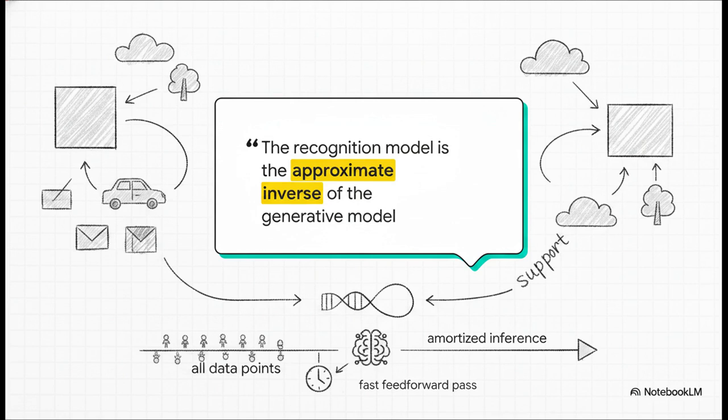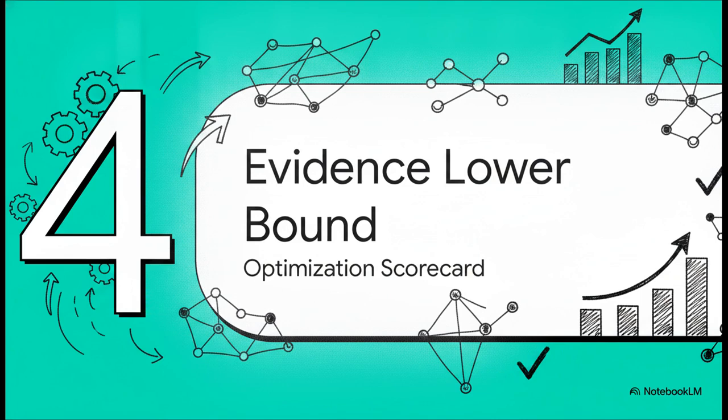But the truly revolutionary part here is that this recognition model uses a single set of neural network parameters for all the data points. This is a process known as amortized inference. So instead of running some massively expensive, slow optimization loop for every single new image you show it, the encoder learns a general function. It essentially amortizes, or spreads out, the cost of inference across the entire dataset. That allows it to evaluate totally new data in just a single lightning-fast feed-forward pass. Moving on to part 4, the evidence lower bound.